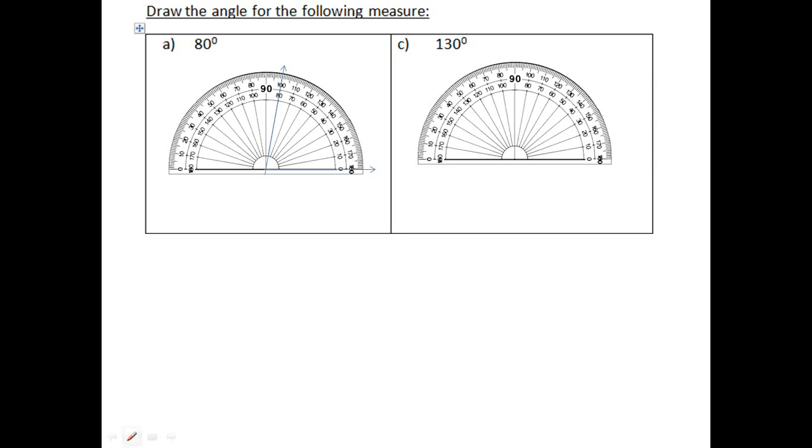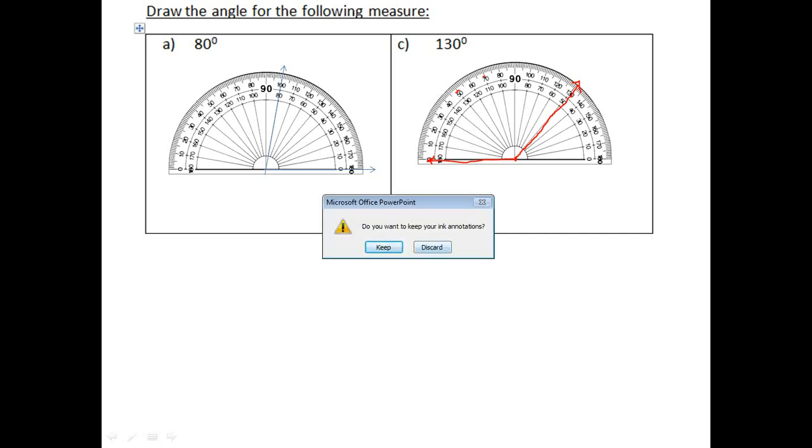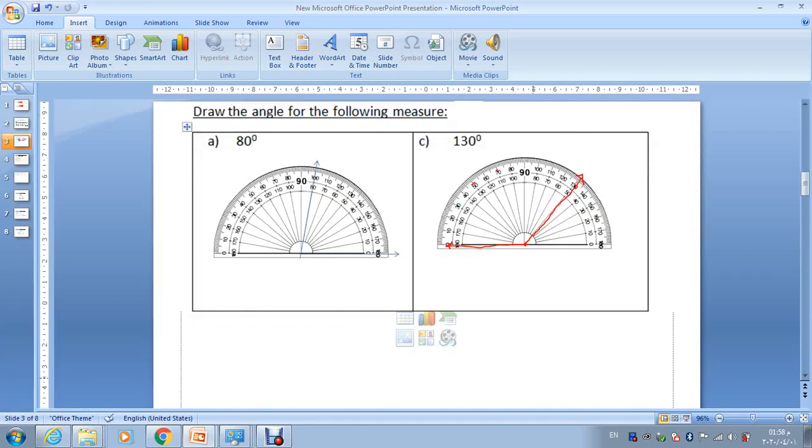So we'll start from the vertex, the midpoint of the protractor, and then draw a straight line, then go upwards, count 10, 20, 30, 40, 50, 60, 70, 80 until we reach 130, and then draw a line as well with the ruler, and then draw the arrow. So this is how you draw 130 and 80 degrees.